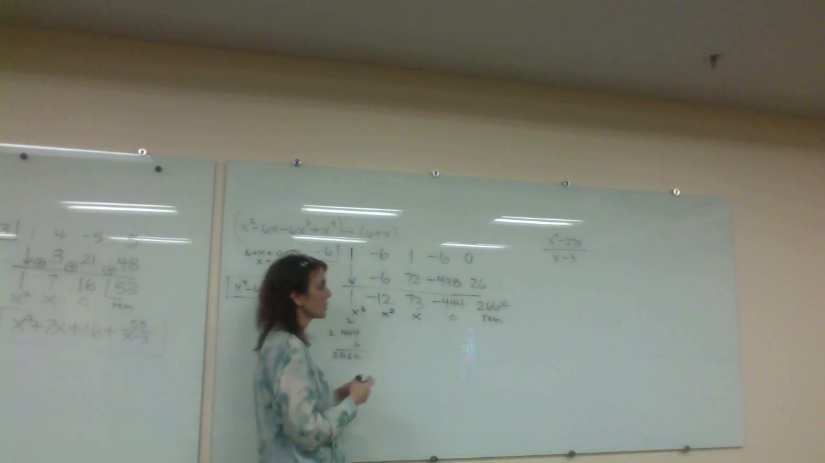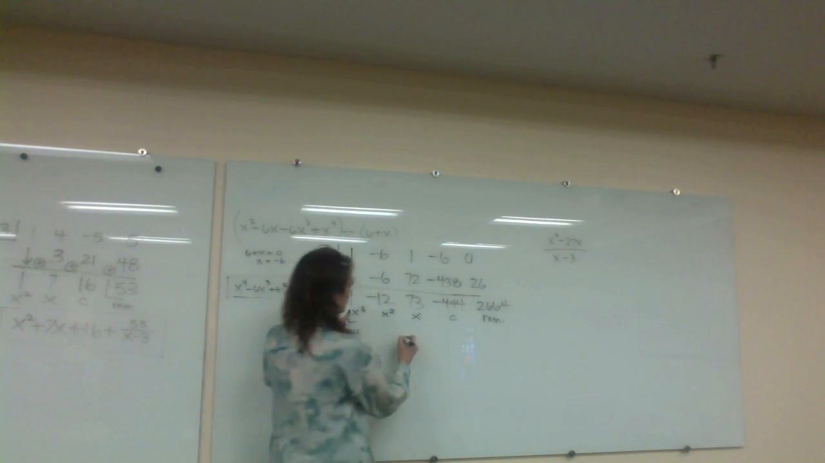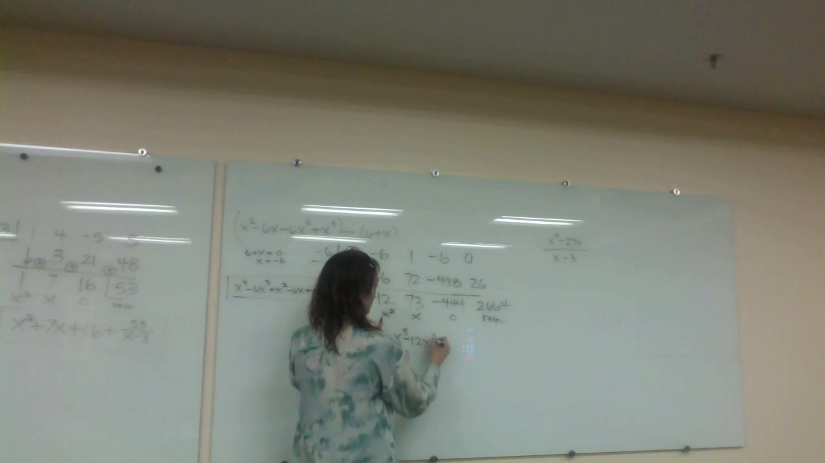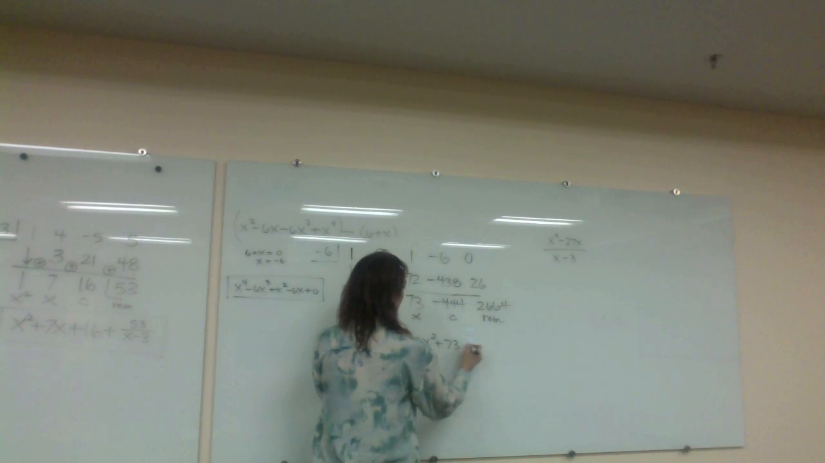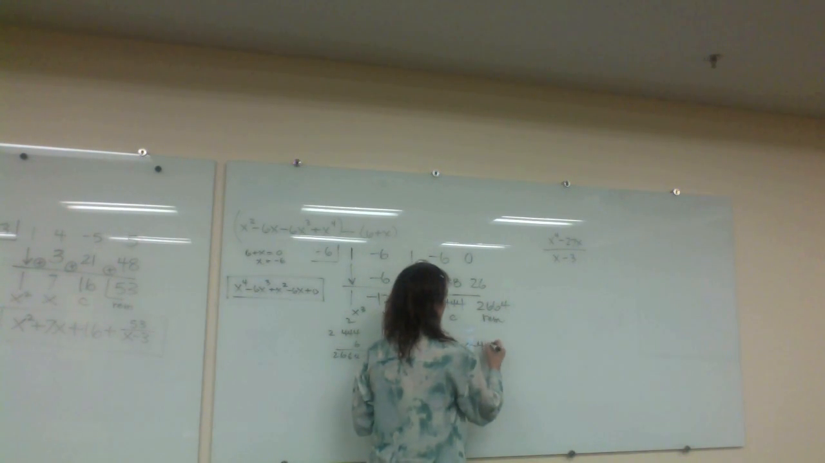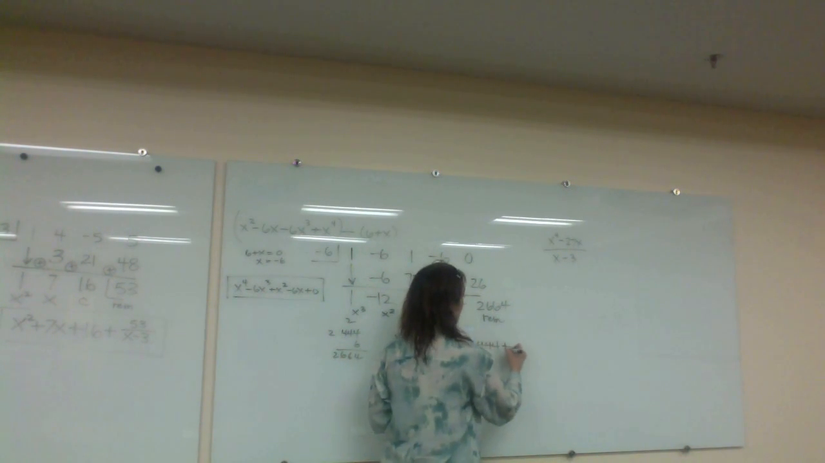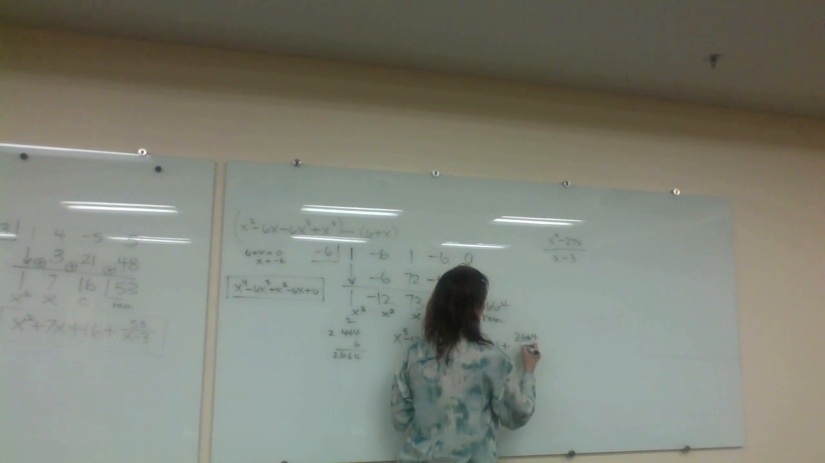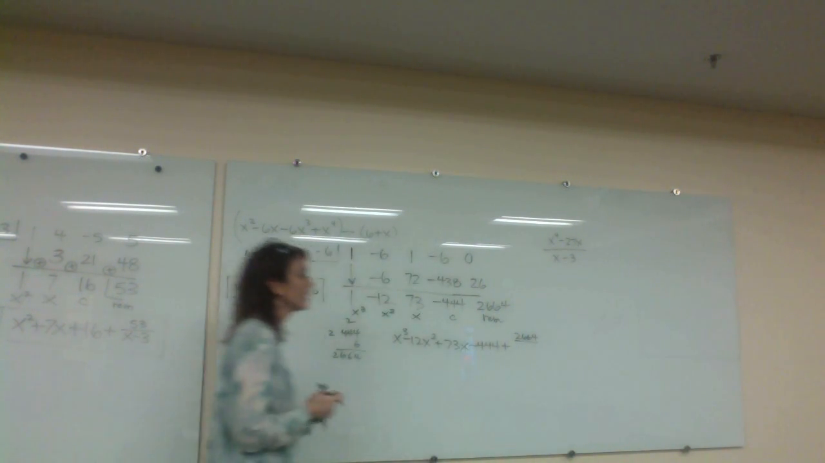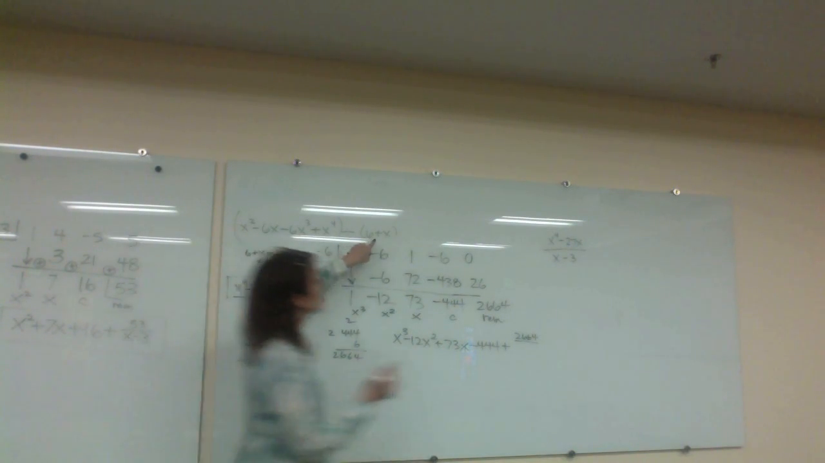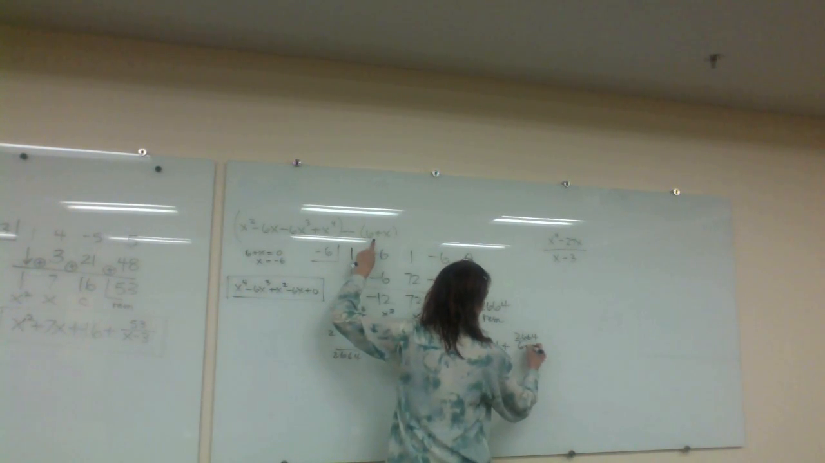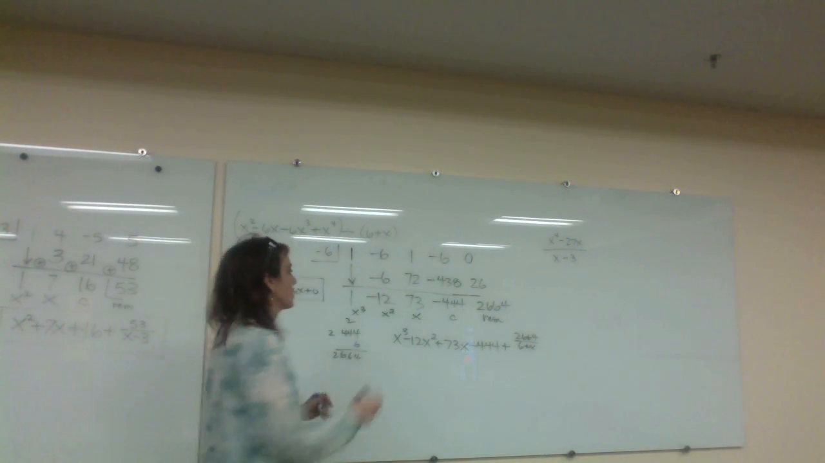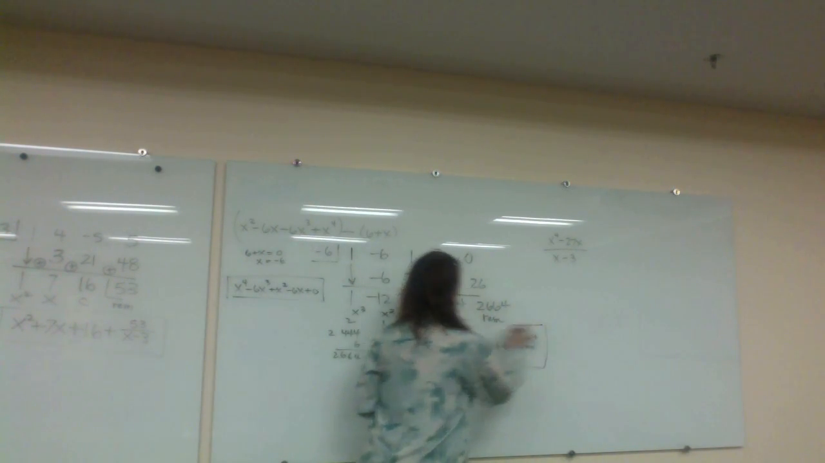So let's interpret this. We have 1x cubed. We have minus 12x squared. We have 73x minus 444 plus 2,664 over what is that divisor? 6 plus x, otherwise known as x plus 6. Either one is fine. Okay, so that would be our answer.